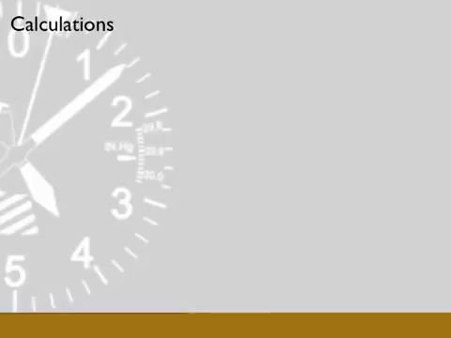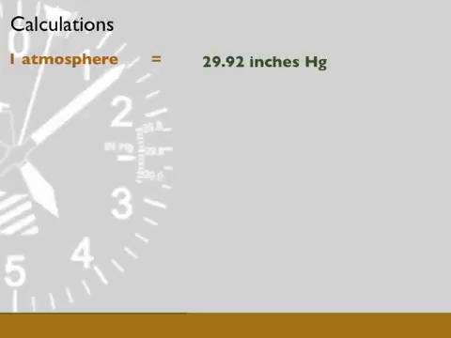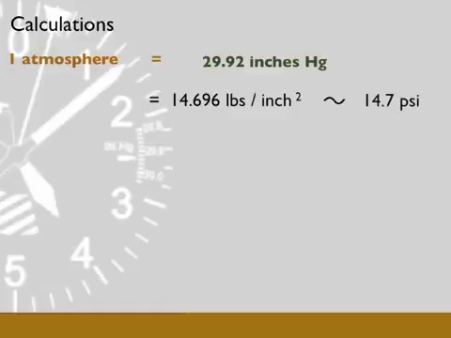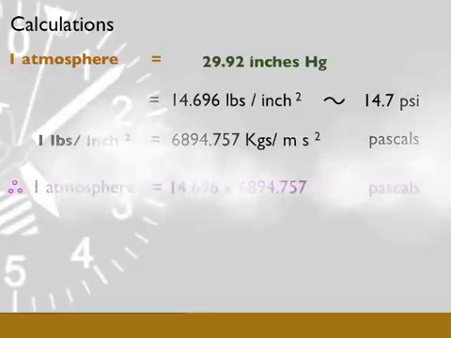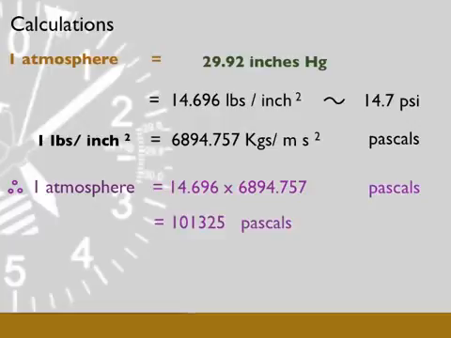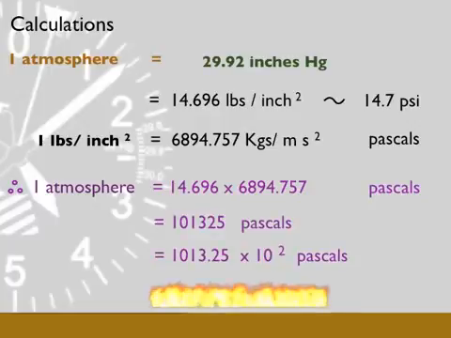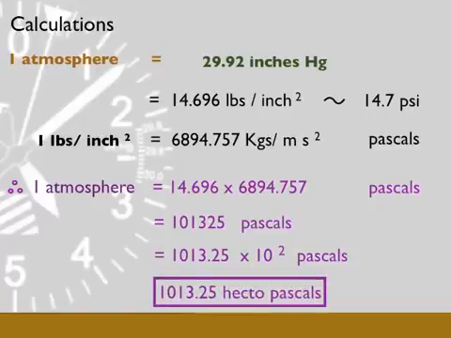Now some maths. 1 atmosphere, which is 29.92 inches of mercury, equals approximately 14.7 pounds per square inch. If you translate pounds per square inch to kilograms per meter second square, that is 1 Pascal, which is the measure of pressure in the standard international units. 1 psi approximates to 6894 pascals. Therefore, 14.7 pounds per square inch equals 101325 pascals, or 1013.25 hectopascals.